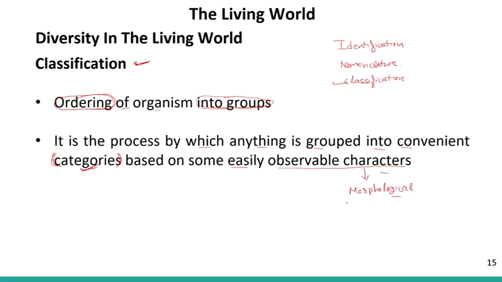Another characters you can take at the anatomical level also. Physiological, anatomical, morphological, evolutionary. They can be biochemical.